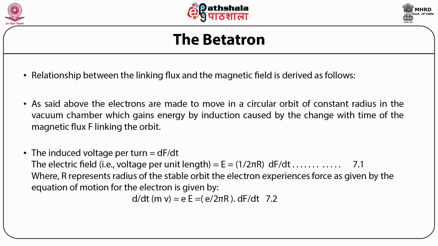The electron experiences a force given by small e into capital E. The equation of motion for the electron is given by d by dt of mass into velocity, mv, equal to small e into capital E, which is equal to small e by twice pi capital R into d phi by dt, and we shall call this equation number 7.2.